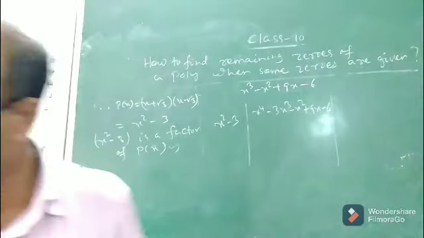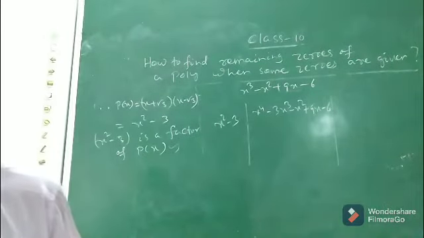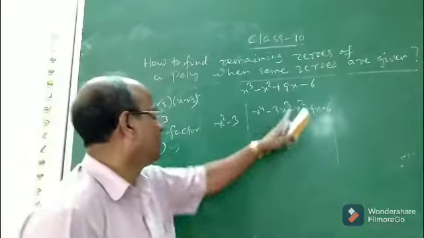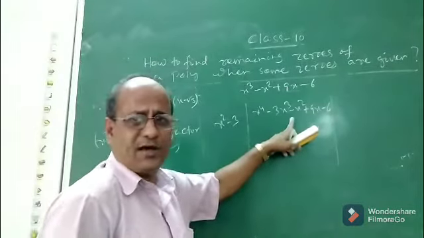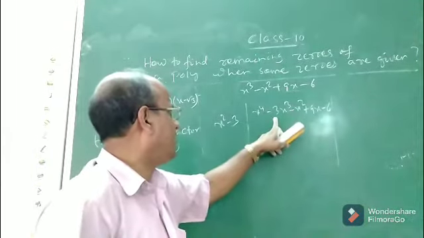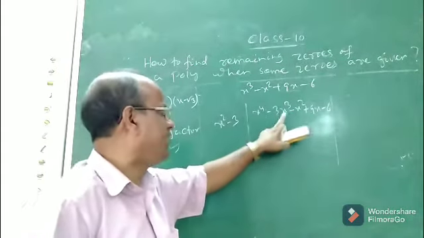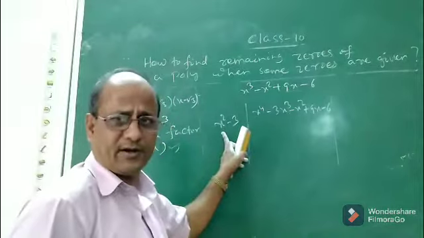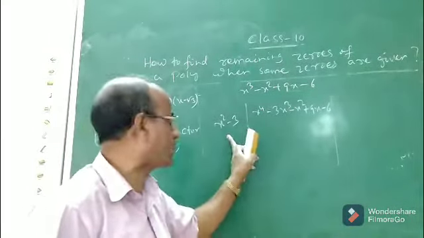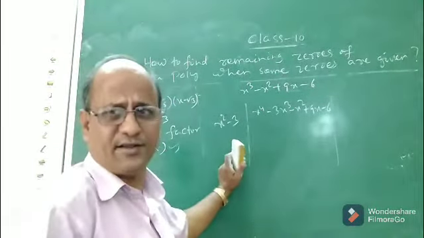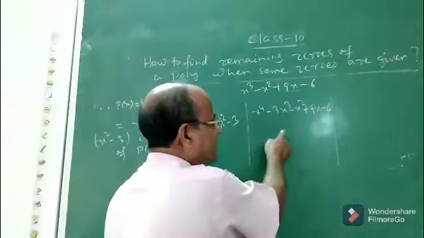Okay, have I written the question correctly or not? Let us see. Yes, x4 minus, yes. So x square minus 3 is a factor of this polynomial. Okay, so if you divide p of x by x square minus 3, the remainder will be certainly 0. Let us see how. Okay, this is the next step.